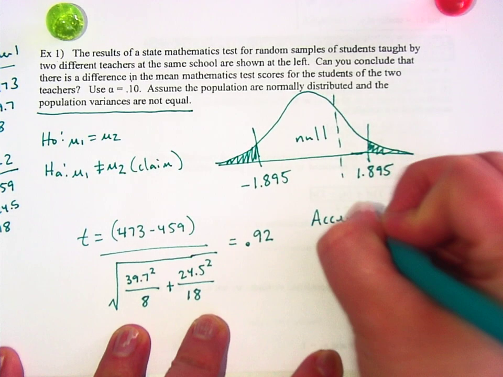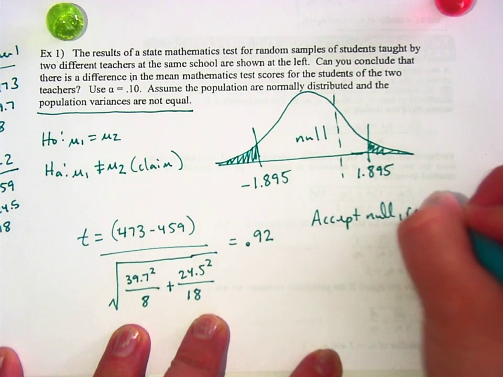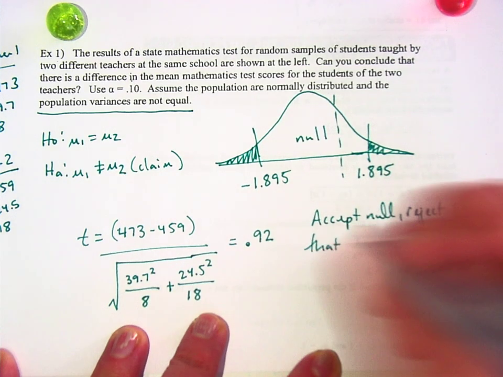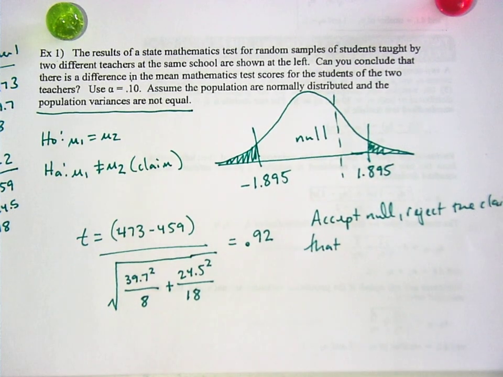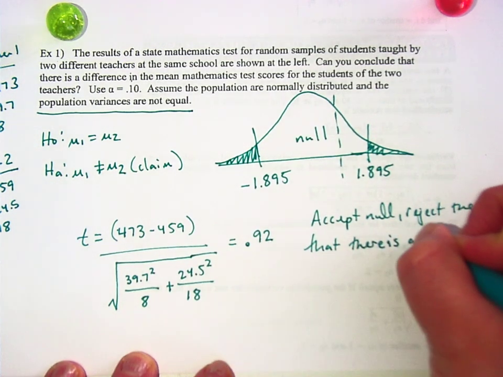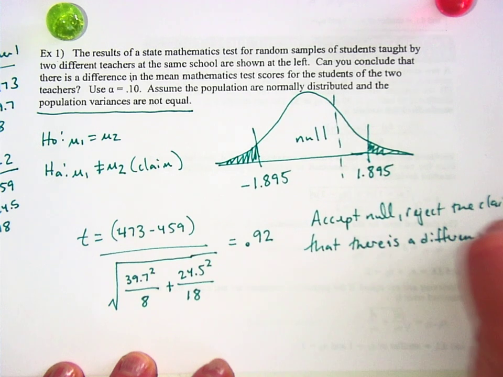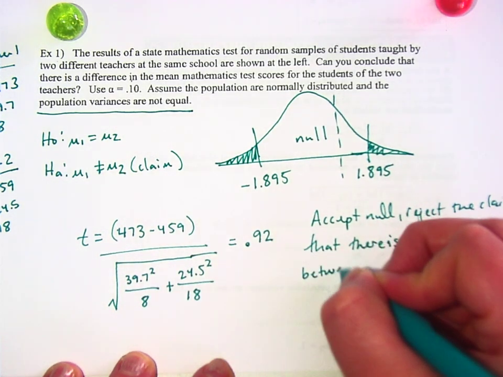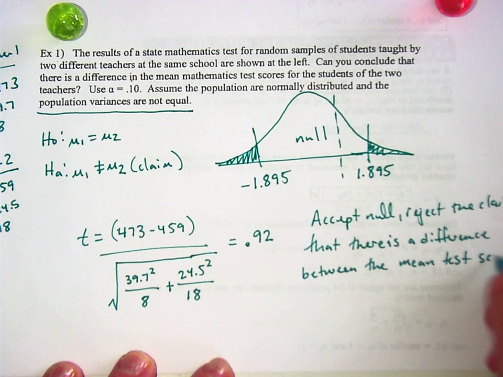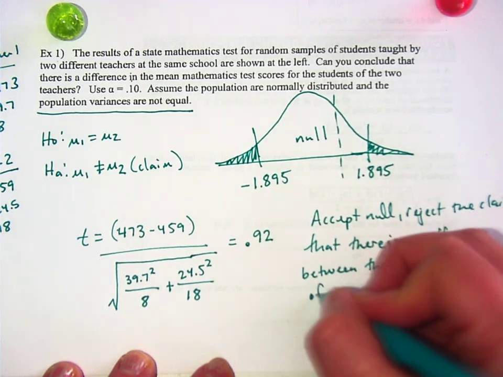So what are we going to do? Accept the null and reject the claim. Accept the null, reject the claim. I'm going to write it out this time. There is a difference between the mean test scores of the classrooms.